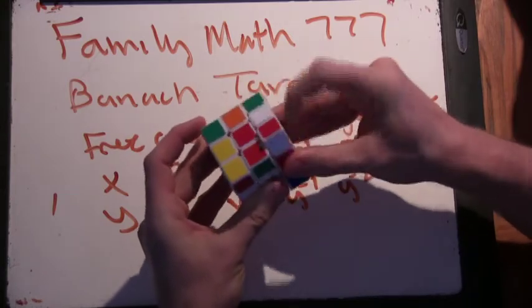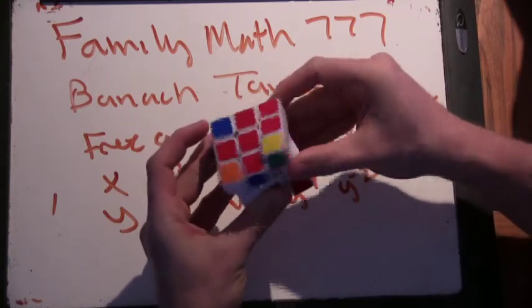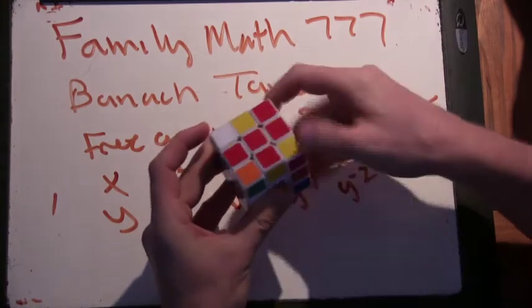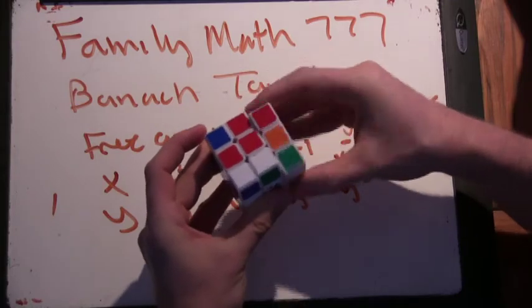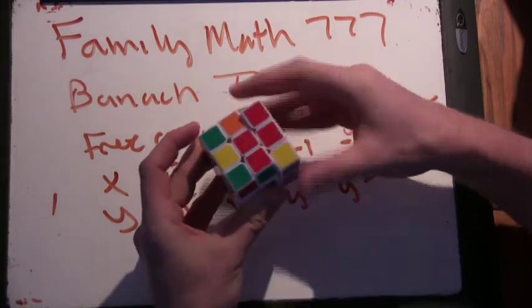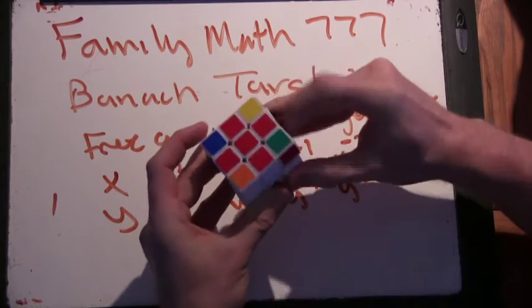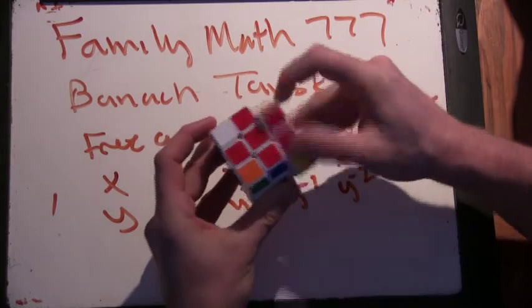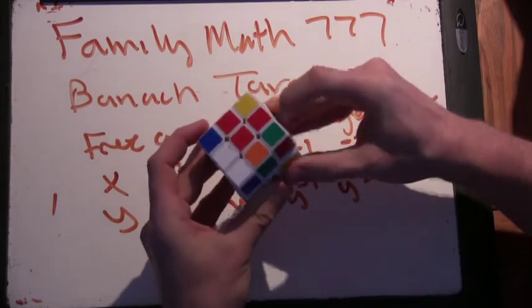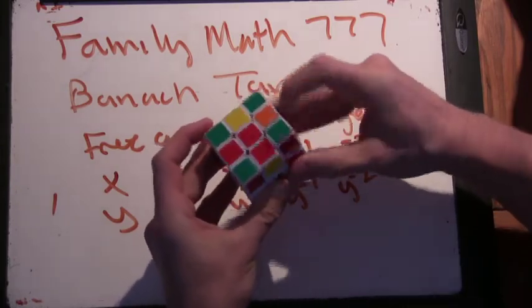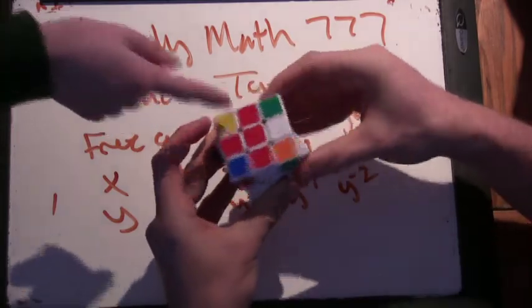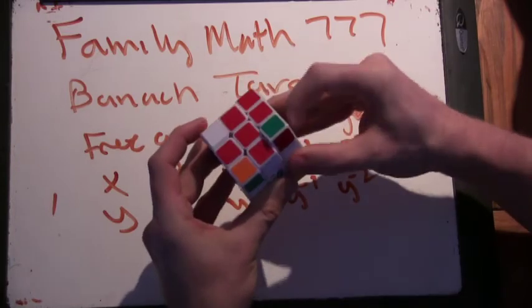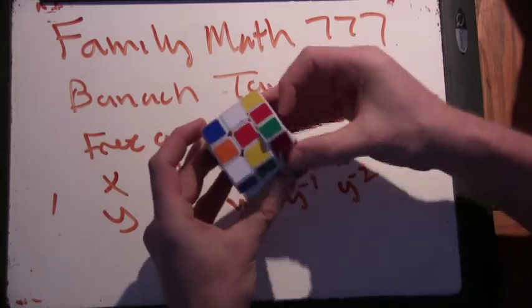Well, if you just keep doing x's and y's in a free group, you will never return to the beginning. But if you do x's and y's on a Rubik's Cube, do you think we're eventually going to return to the beginning? Probably. Well, we can look for patterns and see. Yeah, you had the cross again.